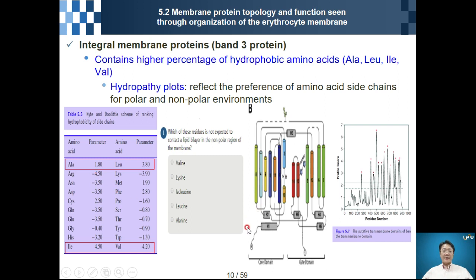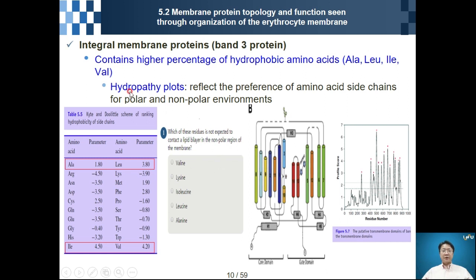Okay, concept check 1. Which of these residues is not expected to contact a lipid bilayer in the nonpolar region of the membrane? Valine, lysine, isoleucine, leucine, alanine. Maybe the lysine, the value is minus 3.9. This lysine is not expected to contact a lipid bilayer in the nonpolar region because it is hydrophilic.